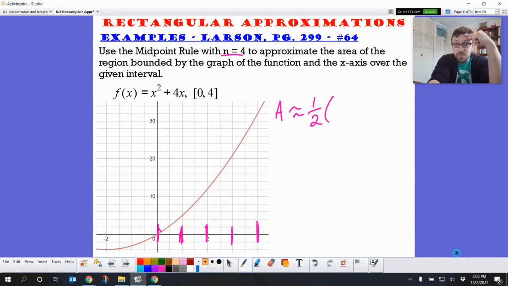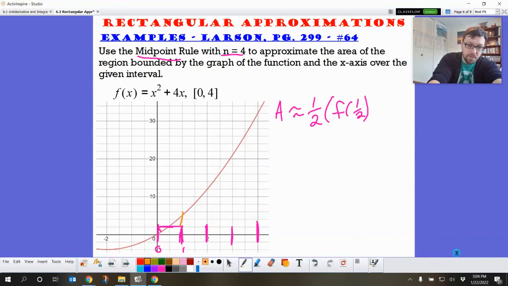But for this first rectangle, we don't want to use 0 or 1. If we used 0, that would be a left-hand rectangle. If we used 1, that would be a right-hand rectangle. They want us to do a midpoint. So in between 0 and 1 is 1/2, which is right here. So we're going to make our first rectangle use the height of f of 1/2.